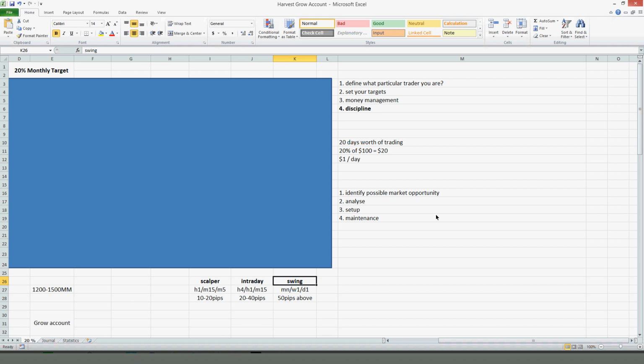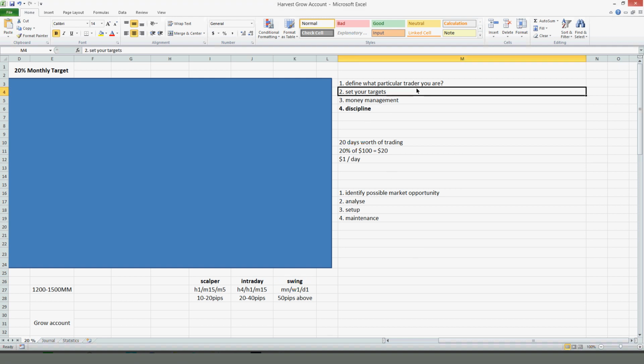But if your entry is a daily entry or an H4 entry, then obviously that's a much more rational way of thinking, because you know that daily setups might go 100 or 200 pips down or up. So you need to make sure that you are going for the setups that cater to your own time and your own trading style. Do not go into setups that do not favor your own trading style.